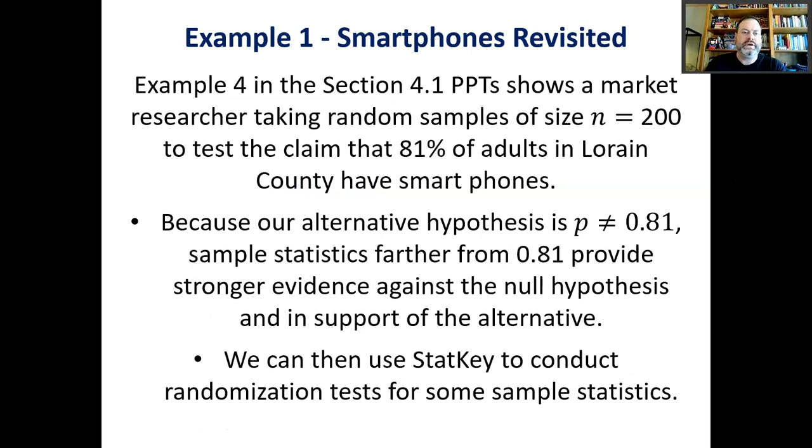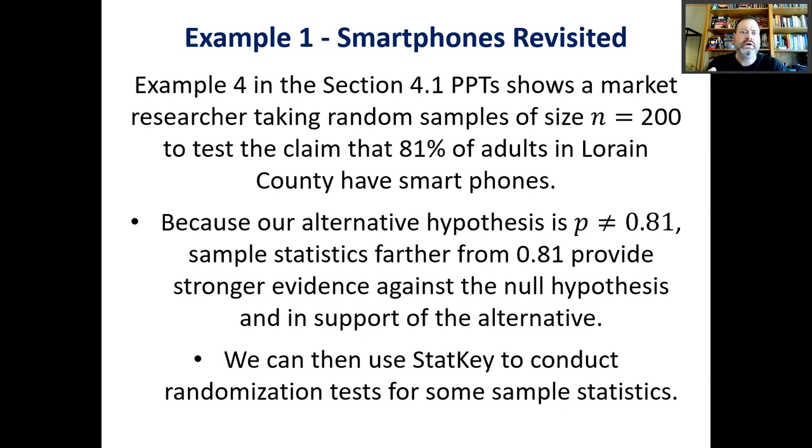So we saw in an earlier example in chapter 4, the PowerPoints, where a market researcher took random samples of size 200 to test the claim that 81% of adults in Lorain County have smartphones. In that example, the alternative hypothesis was p not equal to 0.81, and sample statistics farther from 0.81 provide stronger evidence against the null hypothesis and in support of the alternative. So that's what we saw in that example. And if you forgot that example, you can go back and check it real quick.